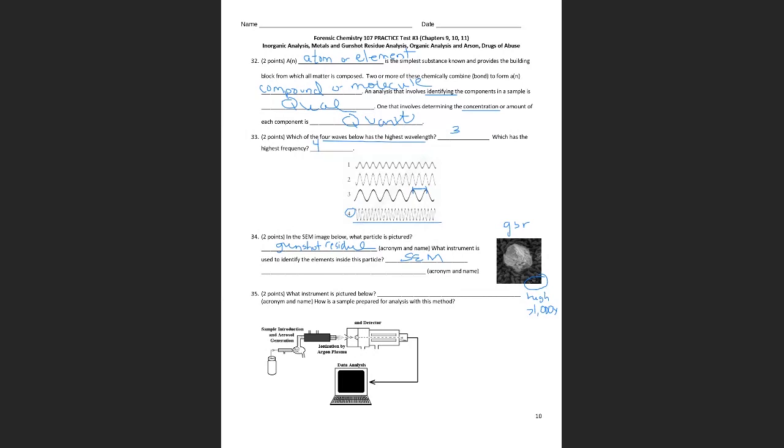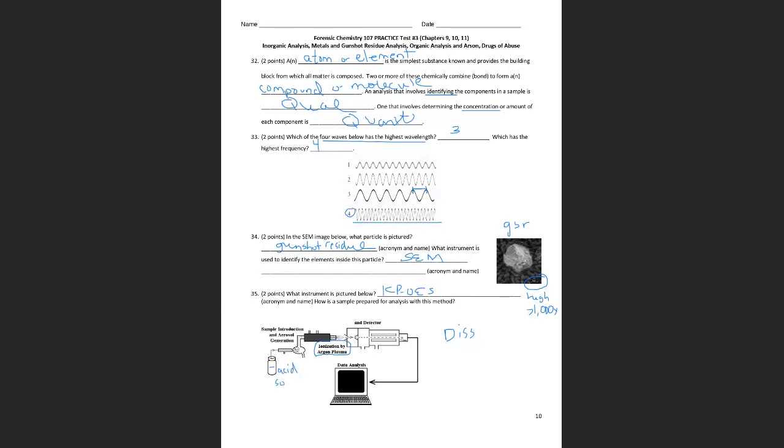This instrument, the argon plasma, is the key here. ICP-OES, you can look that up. It stands for Inductively Coupled Plasma Optical Emission Spectroscopy. You need to dissolve your sample in acid because the acid solution is what's going to be in here.